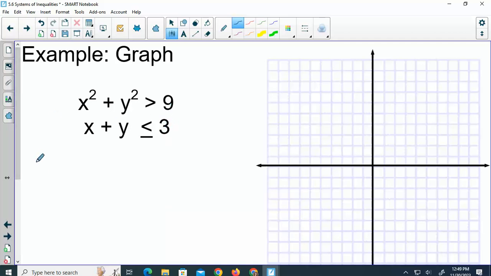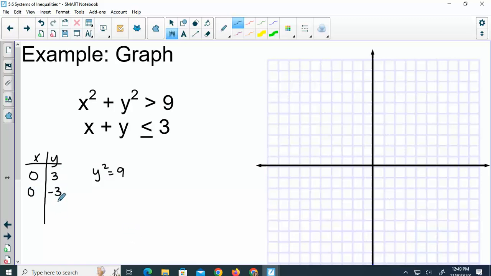XYZ chart, okay. Let's see if we can figure it out. Let's try some easy ones. If we put in 0 for x, and we're going to treat it as an equal to for a moment, because we know the inequality really only impacts the shading. So if I put in 0, 0 squared is 0, so I would have y squared equals 9. So what's y? 3, or negative 3, so that's really 2 points.